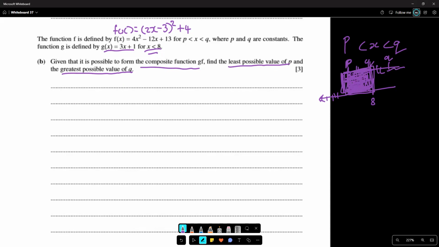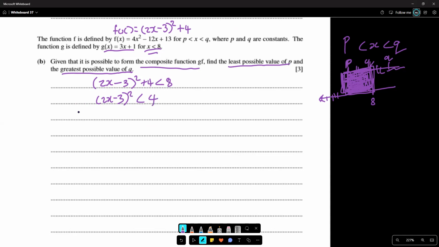Okay. So I'm interested also where this graph is less than 8. Okay. 2x minus 3 squared plus 4 must also be less than 8. Then we have 2x minus 3 squared. This you go that side, you have 4.